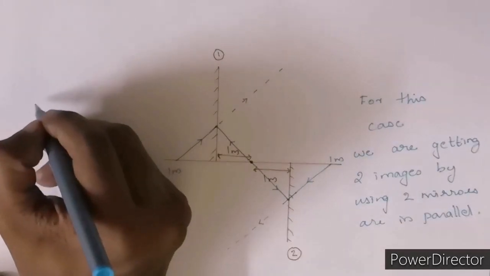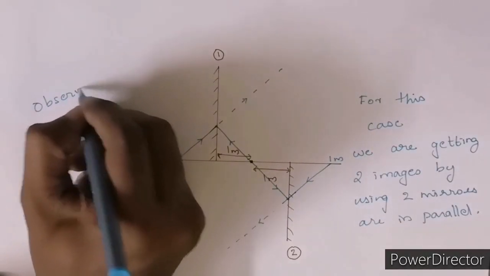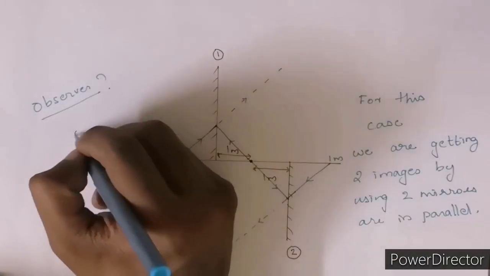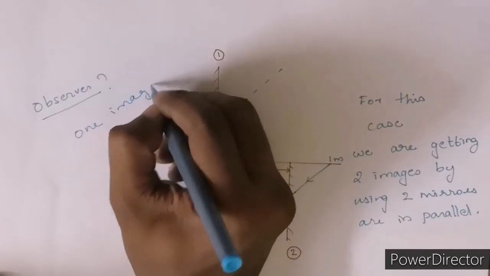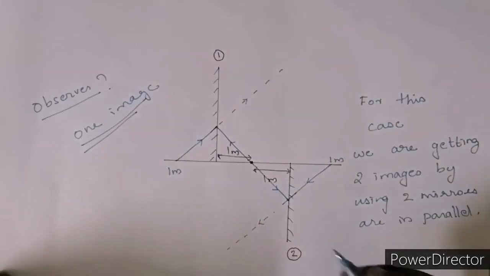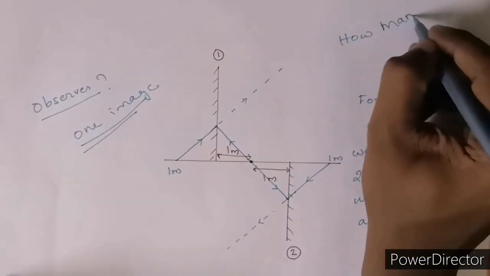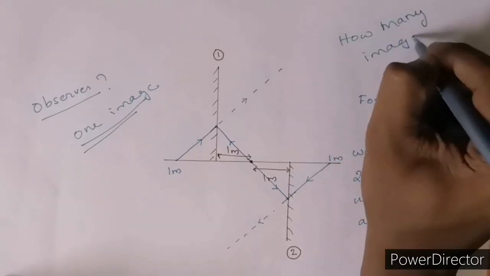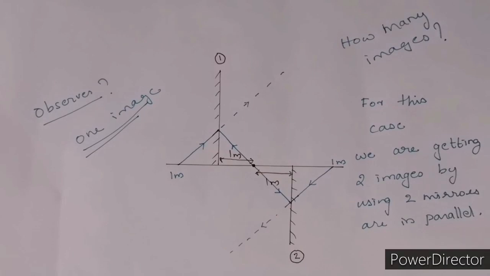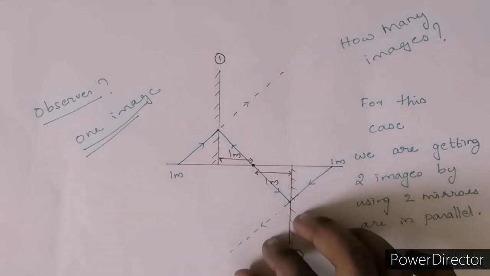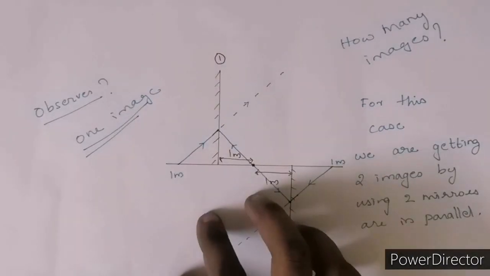Suppose they are asking how many images can be seen by an observer. In all cases, an observer can see only one image. So this is very important. For both cases, our question is how many images are produced. For finding out how many images, we need to draw the ray diagram and find the answer. If the question is how many images an observer can see, the answer is one image. I hope you understood these two concepts.